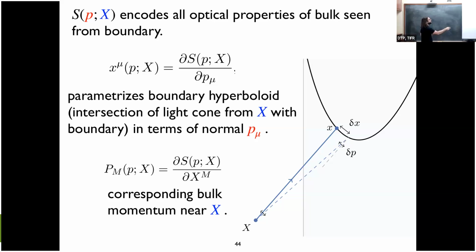Is there any relation between bulk momentum and boundary momentum? If you have translation invariance, they will have the same spatial components. But in general, you have to solve the geodesic equation to relate them. They're not simply related. This quantity is like a WKB solution of a Klein-Gordon equation.